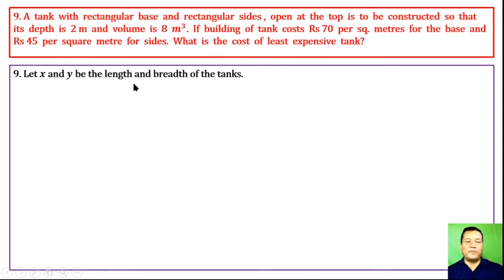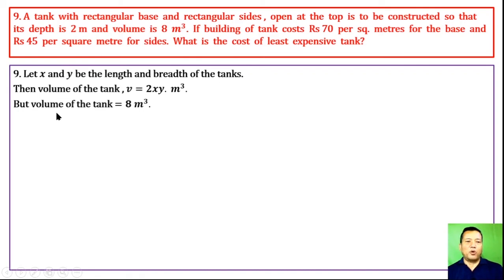Let x and y be the length and breadth of the tank. Then the volume of the tank is V equal to 2 times xy. Why 2? The depth is 2, it is given, in meter cube. But volume of the tank is given as 8 meter cube. Equating these two quantities, we get twice xy equal to 8. That gives y equal to 4 by x.